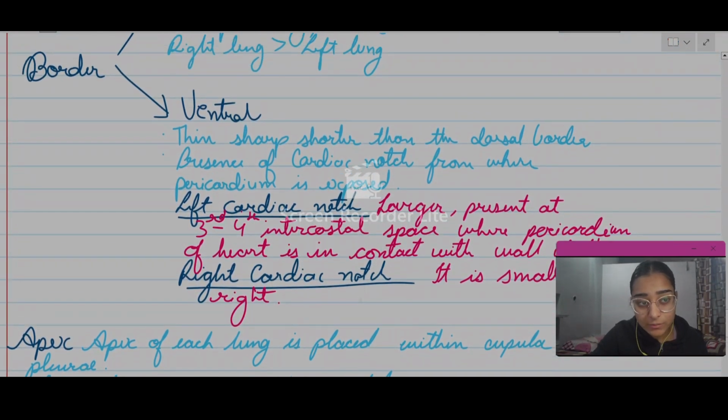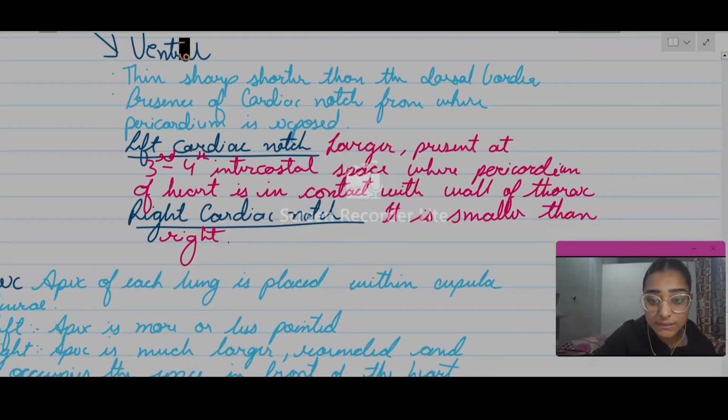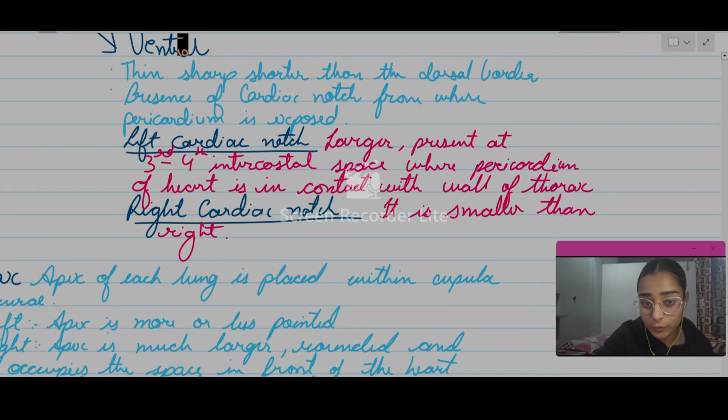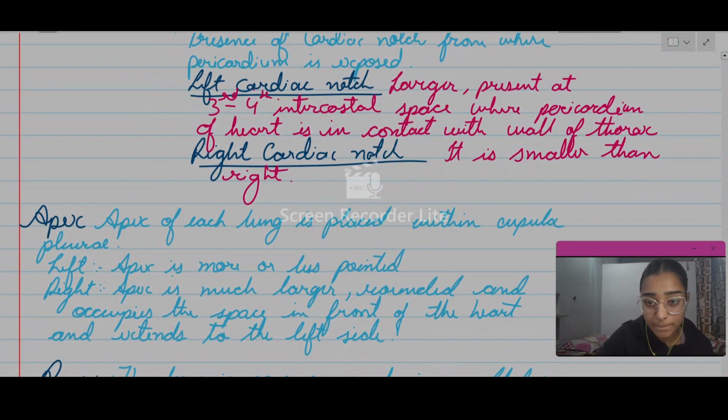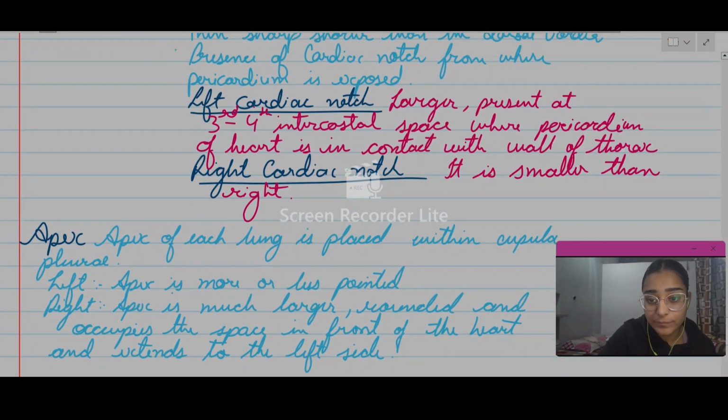Ventral border is thin, sharp and is shorter than dorsal border. There is presence of cardiac notch from where pericardium is exposed, and left cardiac notch is larger and present at the third to fourth intercostal space where pericardium of heart is in contact with the wall of thorax, and right cardiac notch is smaller than the left. As the left cardiac notch is larger, right cardiac notch is smaller.